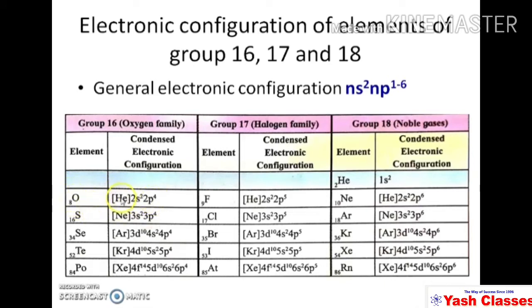For oxygen, the configuration is helium, which has 2 electrons, that is 1s2, then after that 2s2 2p4. So altogether there are 8 electrons. Out of 8 electrons, 2 electrons are accommodated in the K shell, and the remaining 6 electrons are accommodated in the L shell, KL.